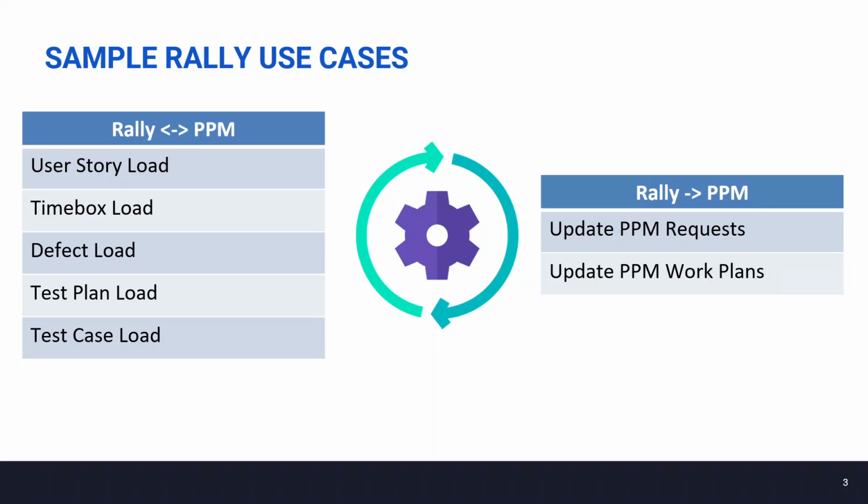When it comes to a one-way integration from Rally to PPM, some common use cases we see include having information from Rally update PPM requests and update PPM work plans. The use case we're going to demonstrate today is the loading of user stories from Rally into PPM. Once in PPM, these user stories are linked to projects and appear on various reports. However, before we go into the actual demo, let's check out our source system, Rally, and then our target system, PPM.